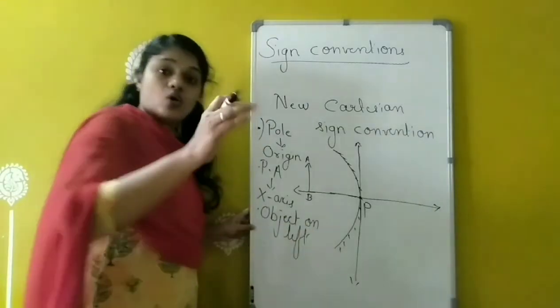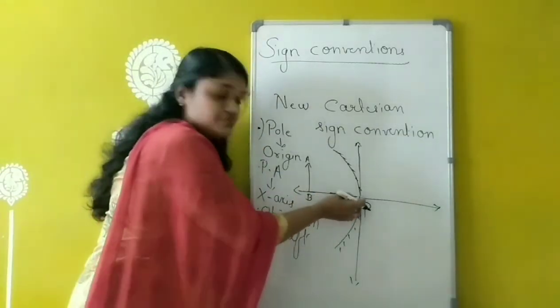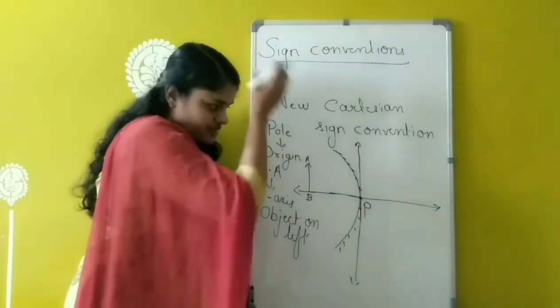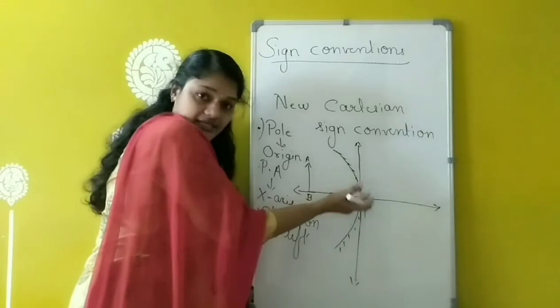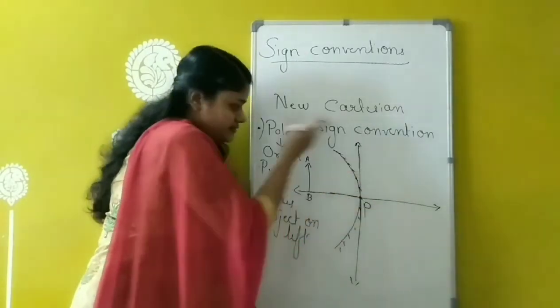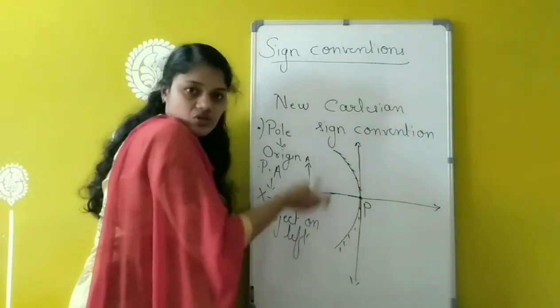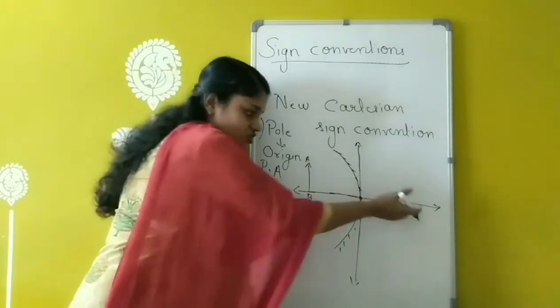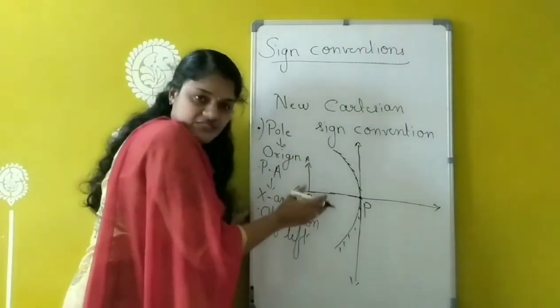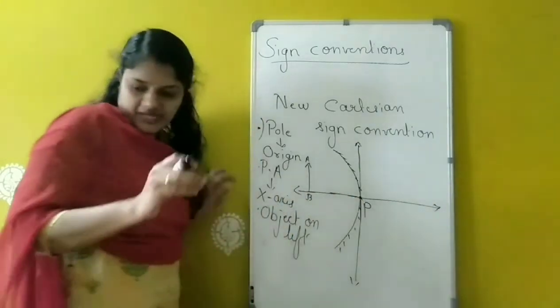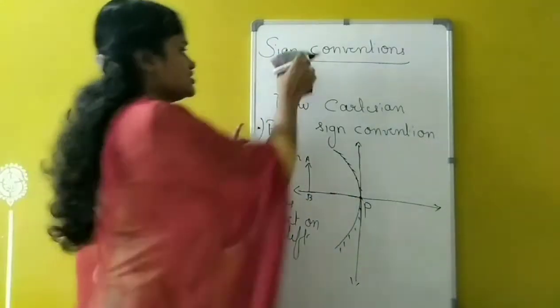All distances we are measuring from the pole. In the normal Cartesian system, we measure distance from the origin only. Here the pole is taken as the origin. So all distances parallel to the principal axis are measured from the pole. I am writing the points one by one.